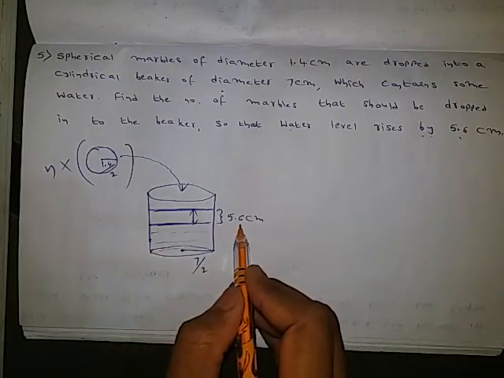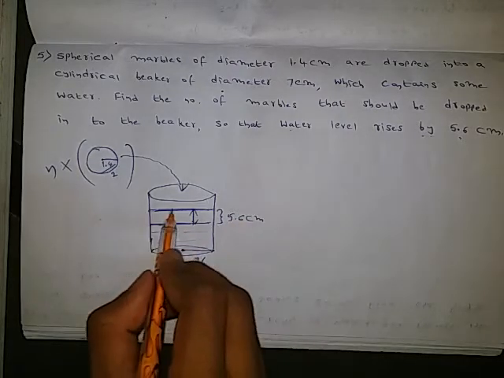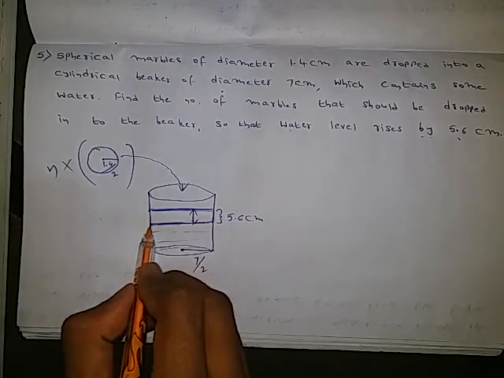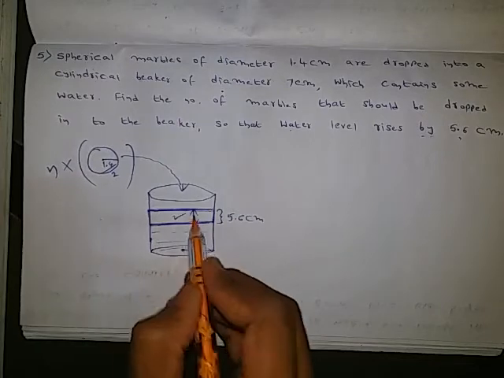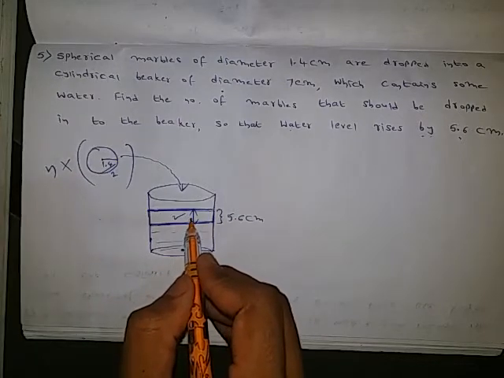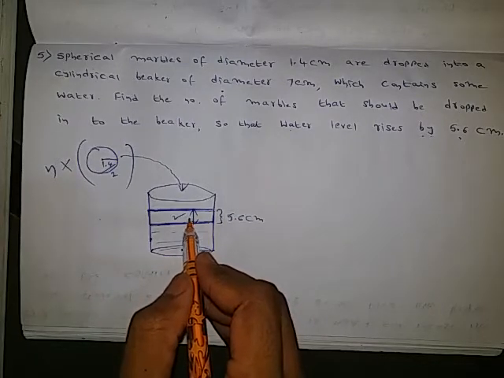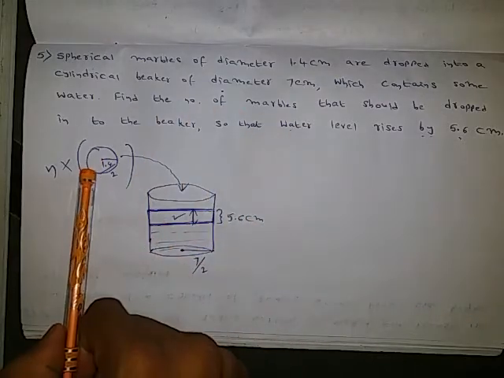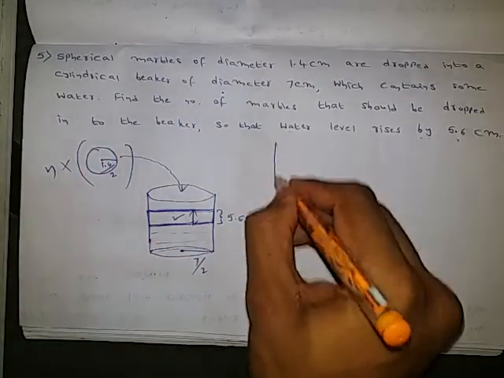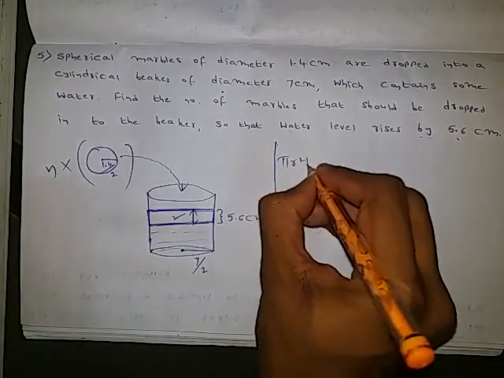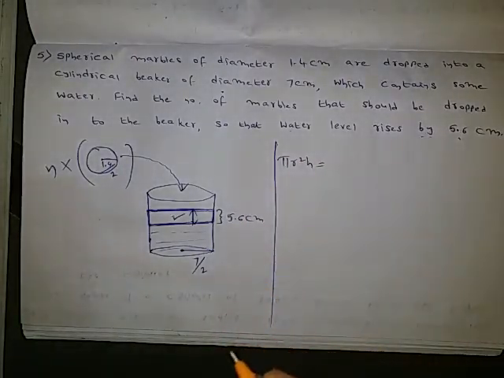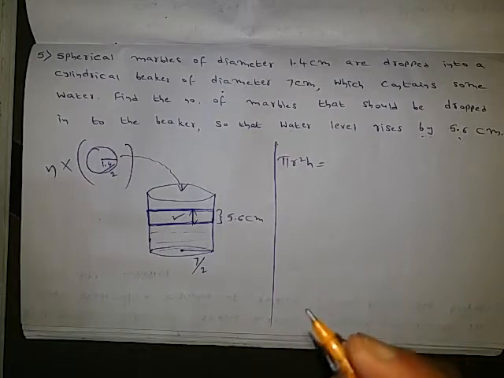Here 5.6 centimeter is raised. If we observe, this is also a cylindrical part only. So this cylindrical part volume is exactly equal to the volume of the spherical marbles. So volume of the cylinder pi r square h is equal to volume of the spherical marbles.